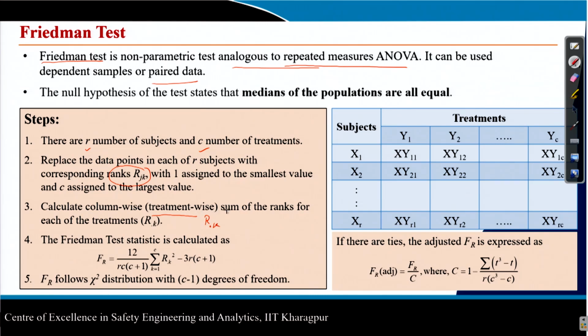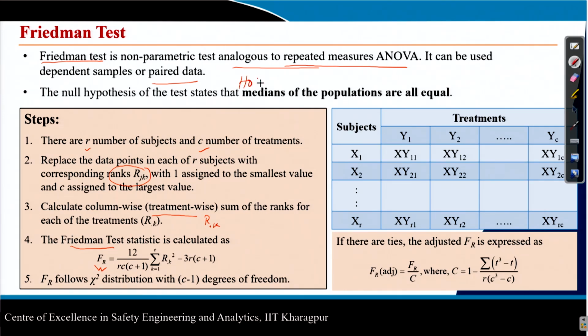Once you compute this, the Friedman test statistic is F_R equal to 12 by RC(C plus 1), sum over k equal to 1 to C of R dot k squared, minus 3R(C plus 1). Okay. So, here the test is a little different.